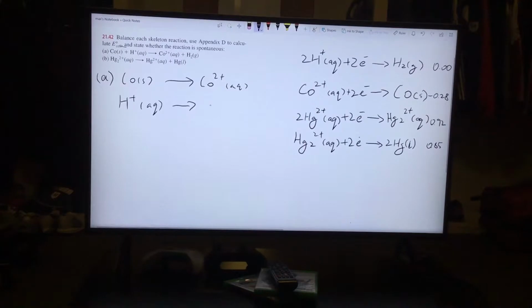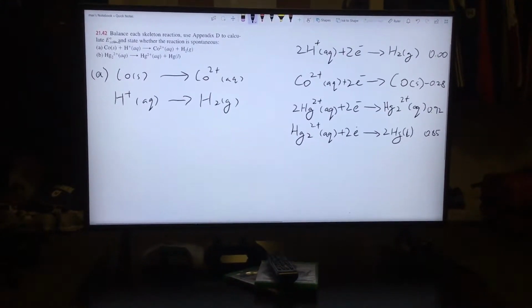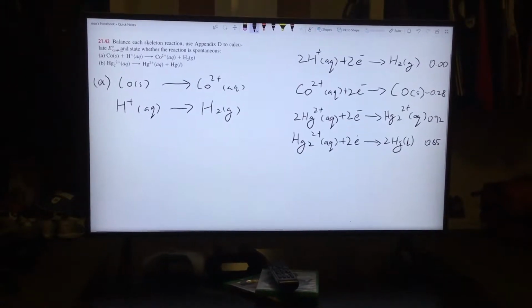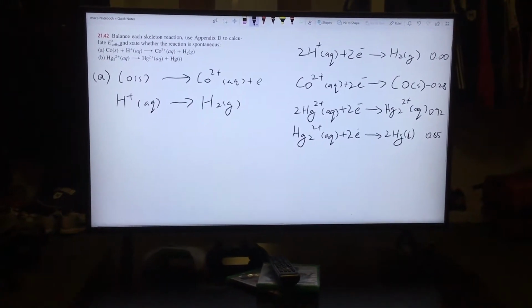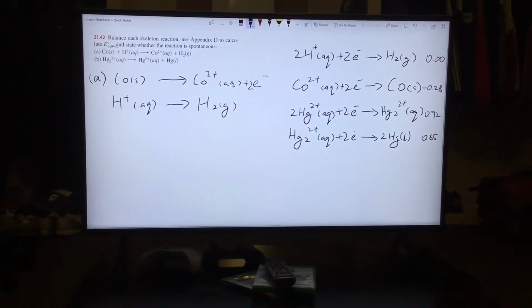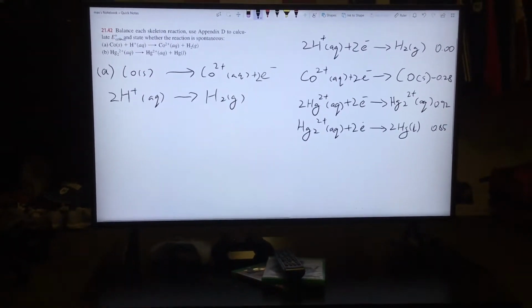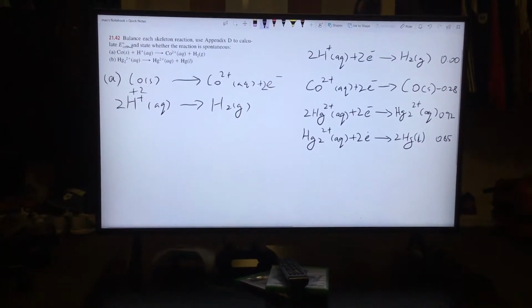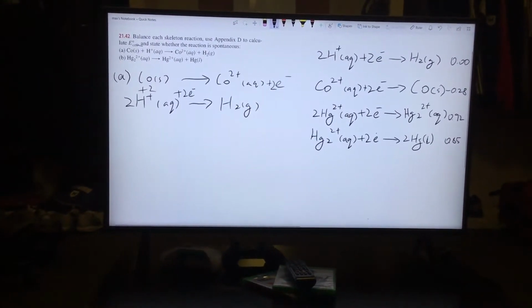to H2 gas. If you look at the first one, there's H2 CO on both sides, which means that we only need 2 electrons to balance the first reaction. And for the second one, we need 2 H's on both sides. That's why I multiply the H on the left. And now we have plus 2 on the left, meaning that I need 2 other electrons to balance it out.